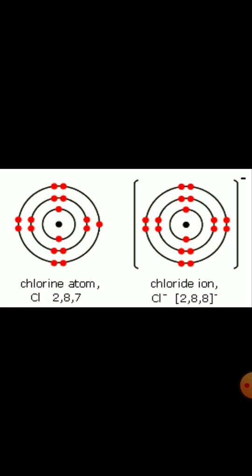Please remember the difference. It is very easy. Elements, by losing an electron, become a positive ion, which is called a cation, and the elements gaining an electron become a negative ion, which is called an anion.